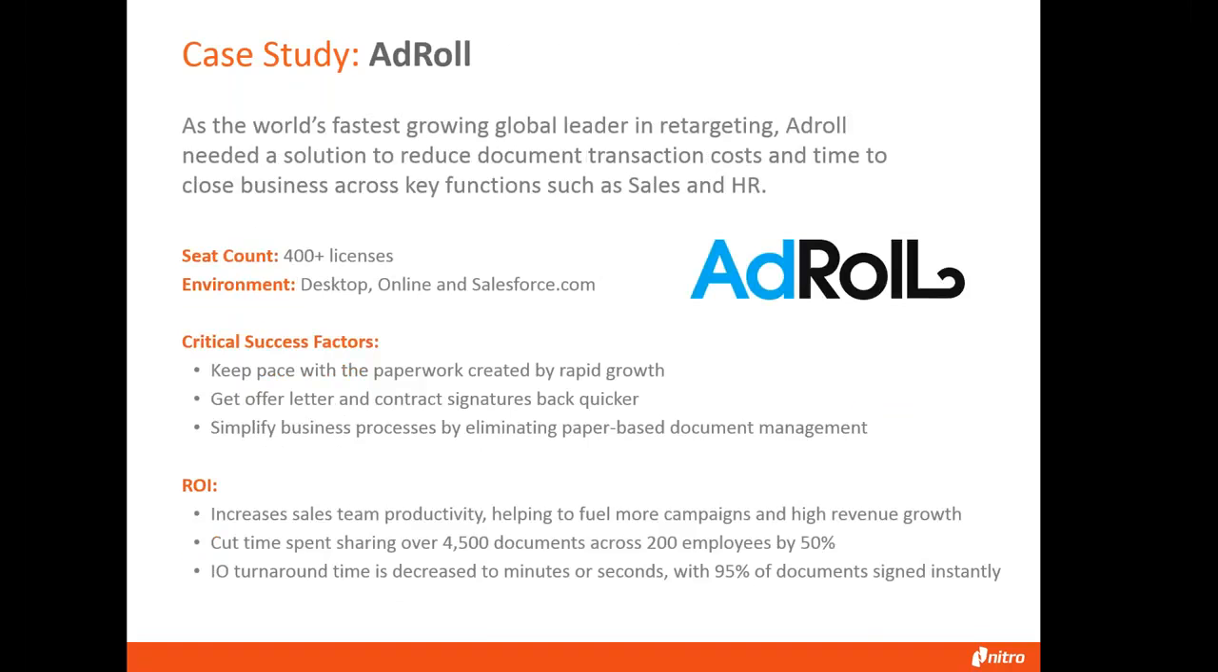And another user that we have is AdRoll, which is not too far from our head office, a company that's using 400,000 licenses. And they use this primarily to collaborate. So they create documents in PDF, or they create them primarily in Word and then convert them to PDF and have those documents and contracts sent out via Nitro Cloud. And they have, again, over 400 people that are doing this on a daily basis.